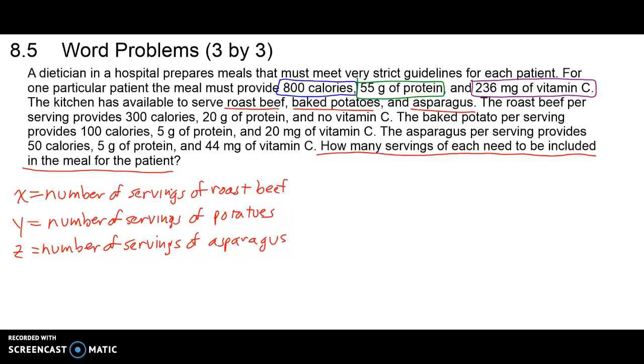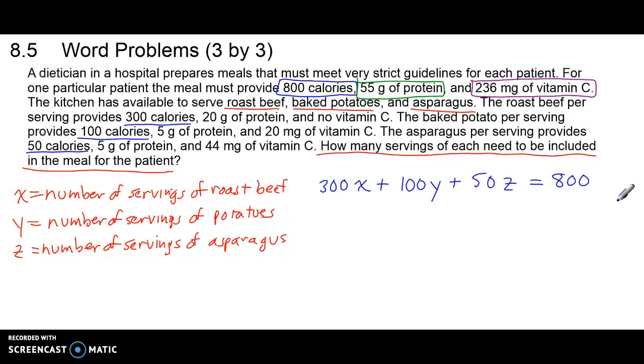Roast beef provides 300 calories per serving. And we're going to have X servings of roast beef. So 300 times X, that's how many calories we get from roast beef. Baked potato provides 100 calories per serving. And we're going to have Y servings of baked potato. So 100 times Y, that's the number of calories that come from baked potato. And asparagus only provides 50 calories a serving. And there are Z servings of asparagus. And the calories all together have to equal out to 800 calories.